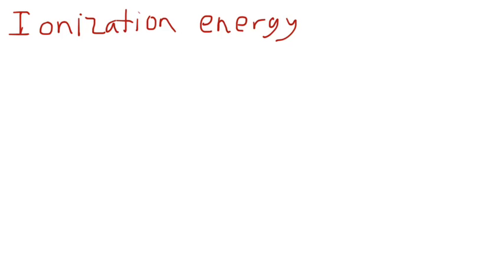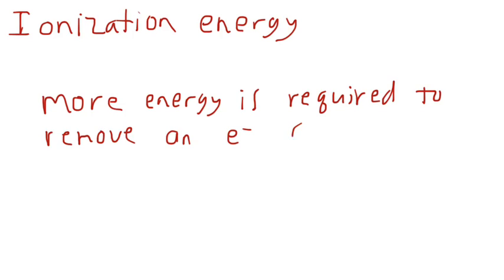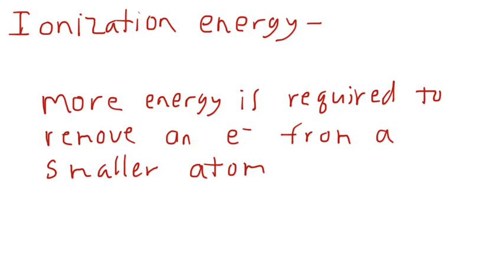Okay, the trends of ionization energy, how hard it is to remove an electron. Well, if you have a smaller atom, its electrons are closer to the nucleus and more attracted, so it's harder to remove one. So this is the opposite trend as size. It's an inverse relationship to size. So smaller atom, higher ionization energy. Bigger atom, lower ionization energy.